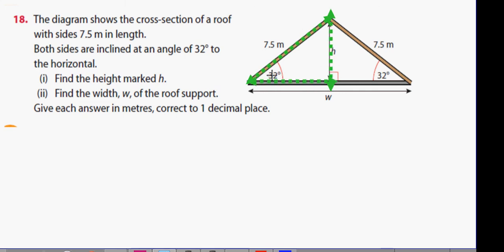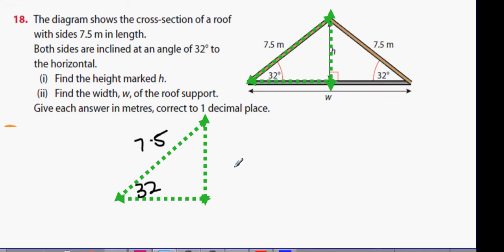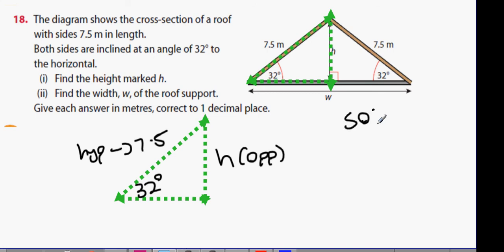Okay guys, so what happens here is, we have this triangle here. Now, this here is 32, this here is 7.5. Now what we want to find out is the H. What side is H compared to the 32 degrees? H is the opposite, and what's the 7.5? Hypotenuse. Opposite and hypotenuse gives us what? Sine. Because sine is opposite and hypotenuse. It has both of them in it. So we're going to use sine.